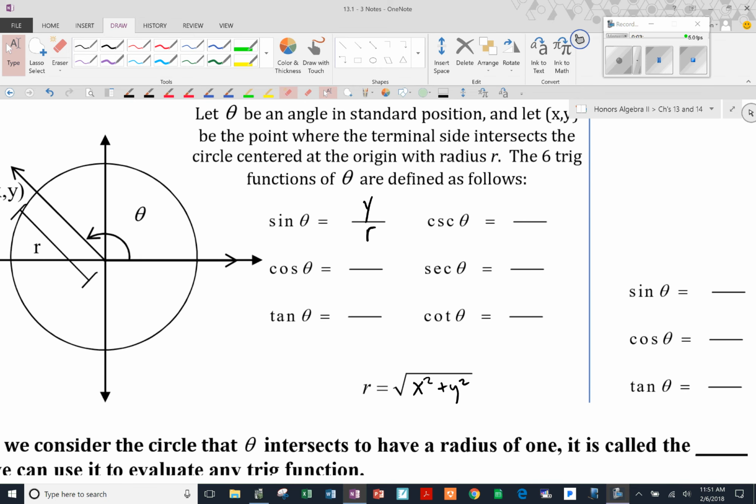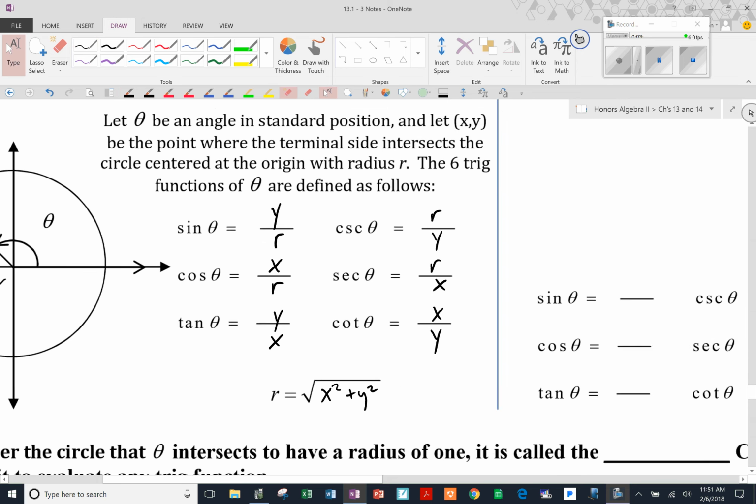What do you think cosine is then? X over r. Tangent, if you use the idea of sine over cosine, is y over x. And then we just flip them to get these next three: r over y, r over x, and x over y.